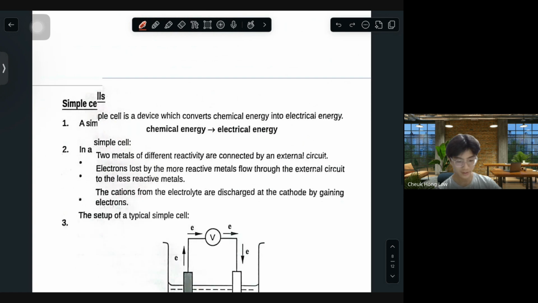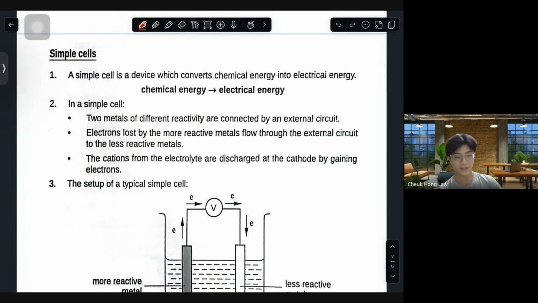Okay, moving on. Simple cells. Okay, simple cells, they are really simple. No pun intended. So it's like the opposite of your normal electrolytic cell. Your normal electrolytic cell uses electricity, which is electrical energy, and converts it into chemical reactions. This one is the opposite. You use your chemical energy and convert it into electrical energy. So chemical energy is your chemical reactions. That means your chemical reactions can take place without any electricity. It will take place by itself.